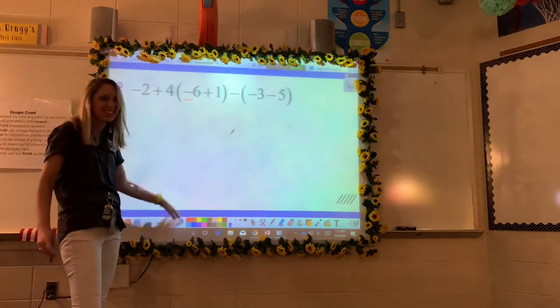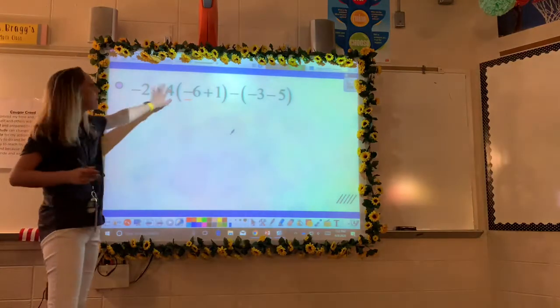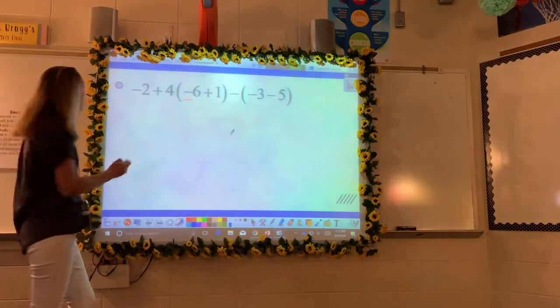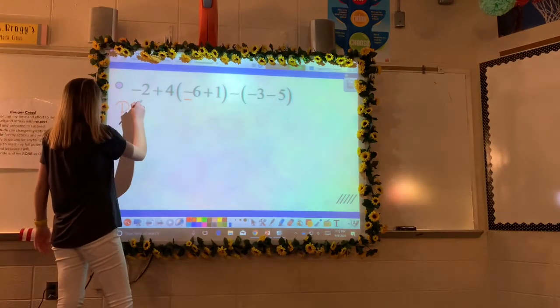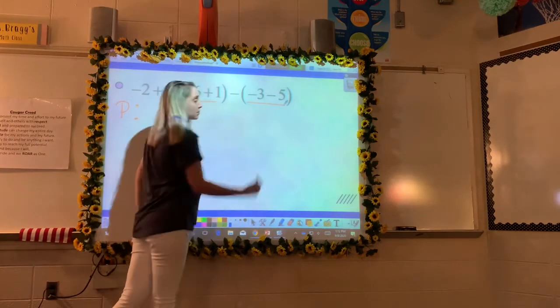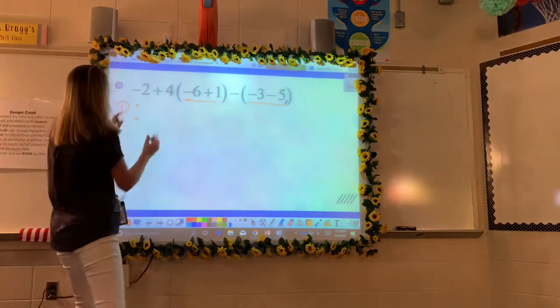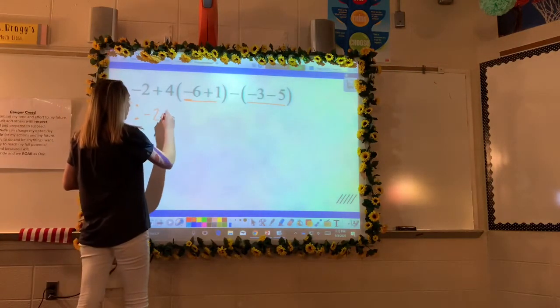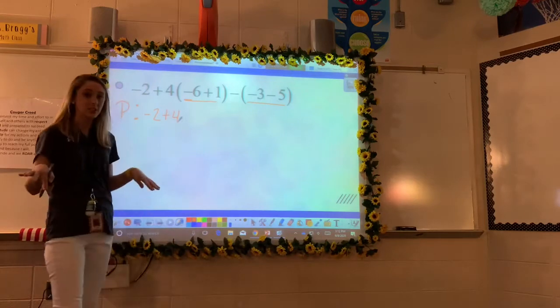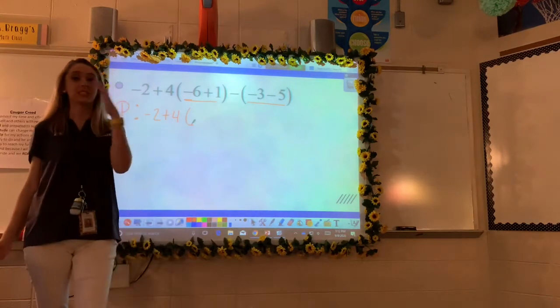All right, so let's look at this one. I know it looks kind of scary, but it's okay. We're gonna work through it together. So before I even start it, we want to do our order of operations. So we want to start with that P for parentheses. So this is our parentheses, and that's our parentheses. So we want to do everything inside of it first, okay? So I'm gonna go ahead and bring down that -2 plus 4 because that's not gonna change. And then we'll do this parentheses. So we're doing -6 plus 1.